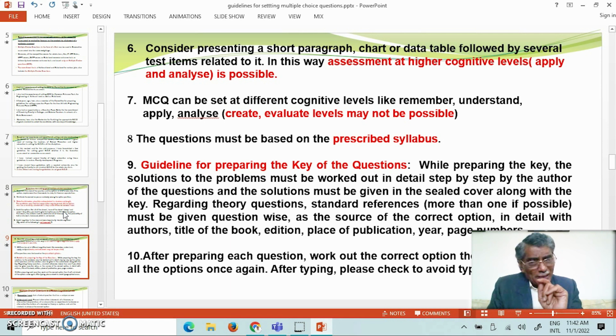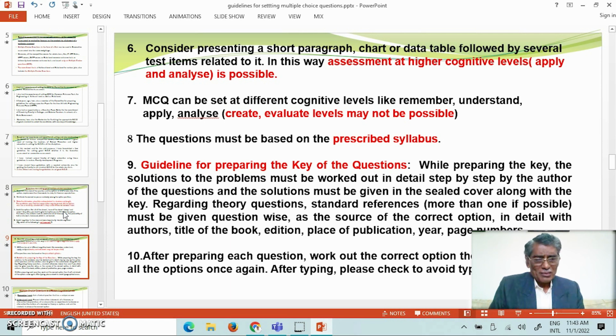The 9th guideline: as a moderator, I have seen that this guideline is not followed by many paper setters. Very important for preparing the key of the questions. The solutions for the problems must be worked out in detail by the author, and the solutions must be given in the sealed cover along with the key.